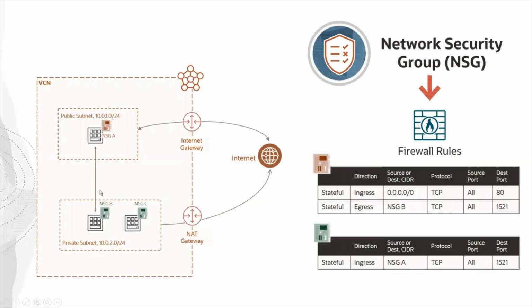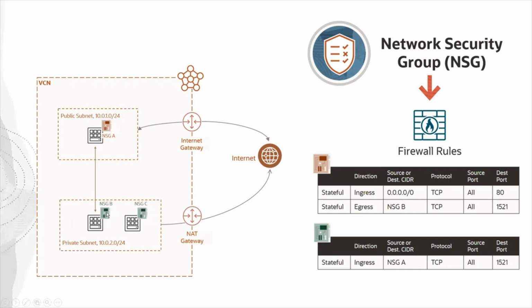For example, if this is a web server talking to a database server, you could define its ingress, incoming, or egress, outgoing traffic using the NSGs here. So you can be more granular compared to security lists, because security lists apply to a subnet, and all the instances in that particular subnet would use the same security list.